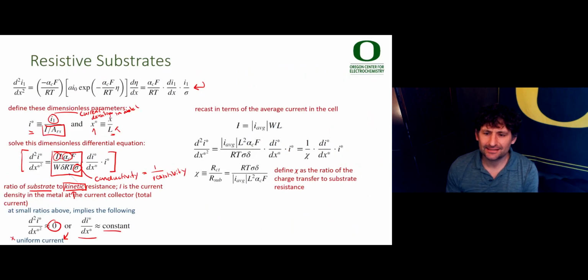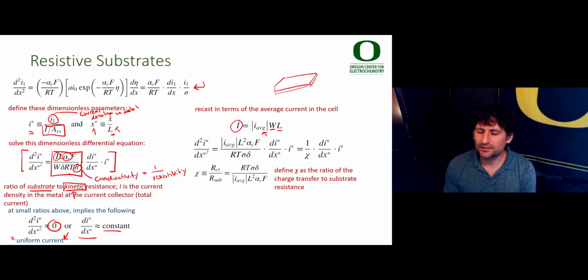We can recast this in terms of the overall average current in the cell. So we can write I as just the average current times the width times the length of the cell. So remember, our cell is this thin film with some thin thickness delta, and we have a length and a width.